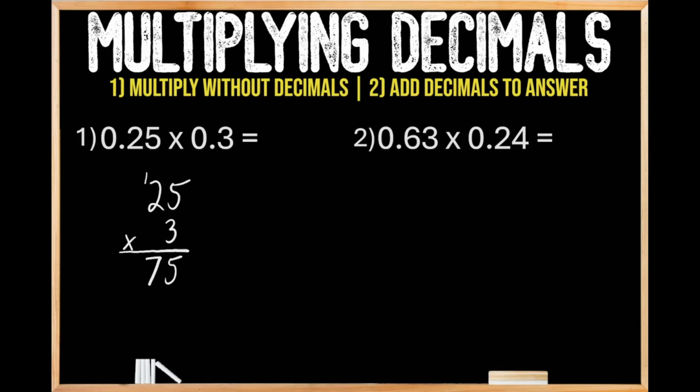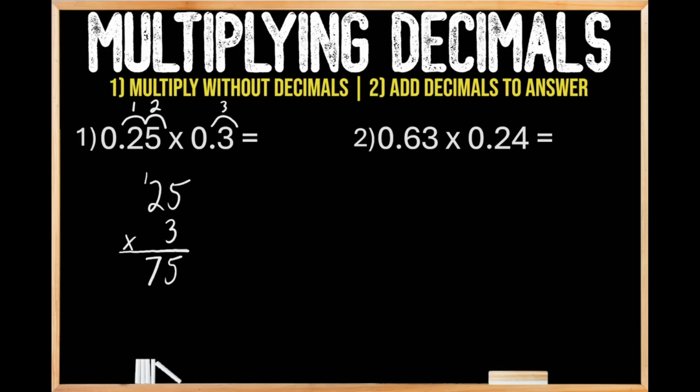our answer. And to figure out the location of where our decimal is going to go here, we're going to see how many digits we had to the right of our decimal place in our original problem. So for the 25 hundredths, we had 1 and 2 digits to the right of the decimal place. And then for our 3 tenths, we had 1 digit to the right of the decimal place. So that means in our answer, we need to make sure that we have 3 digits to the right of the decimal place. So let's go ahead and put that decimal back into our answer.